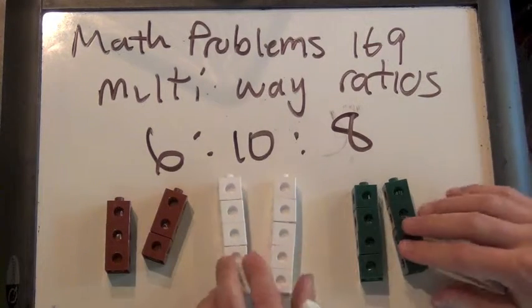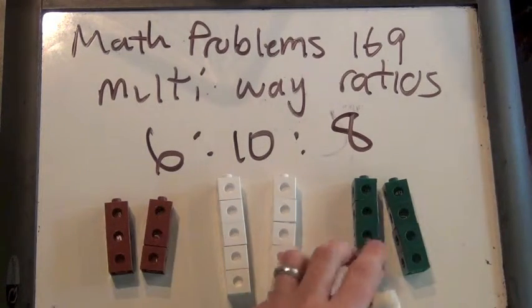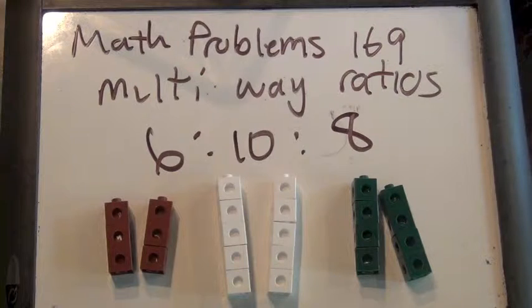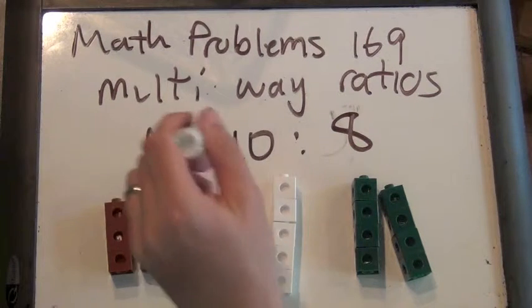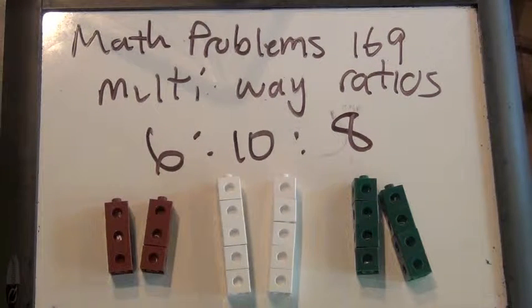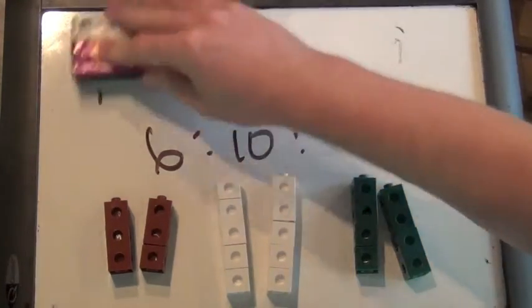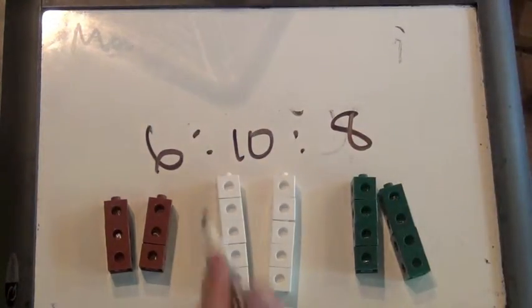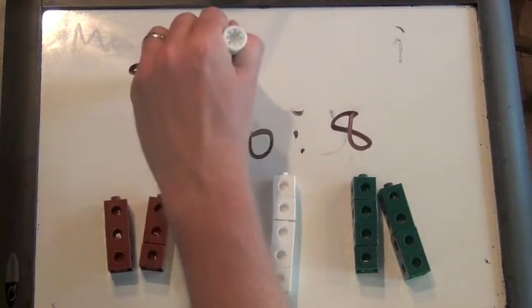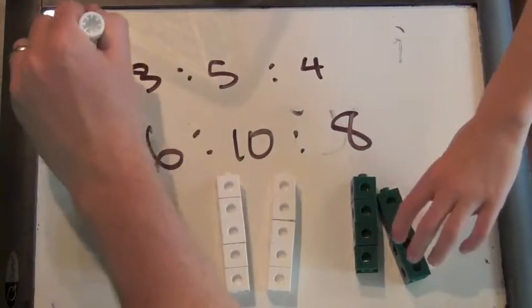Now, the question is, can this be simplified? Can we break these up into smaller groups? Well, I think they've got a common factor. What is it? They've got 2 as their common factor. So what do you think we might be able to simplify this 6 to 10 to 8 into? Maybe 3 to 5 to 4. Okay, maybe we can simplify this into 3 to 5 to 4, but we're not sure.